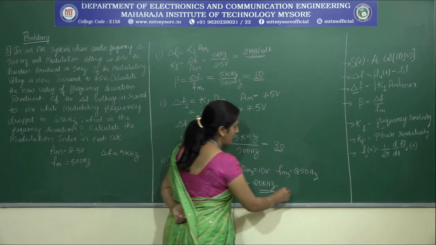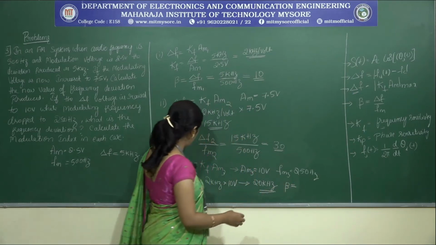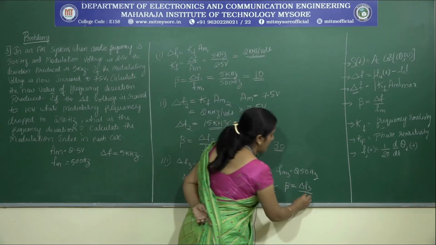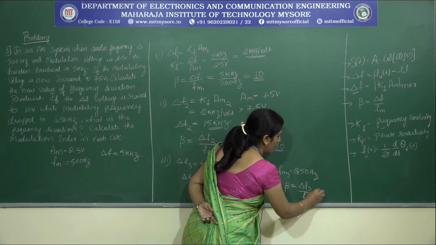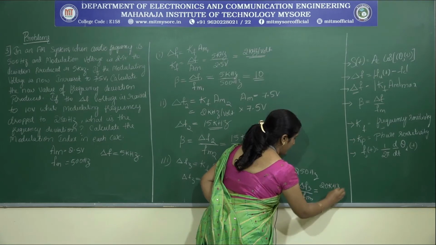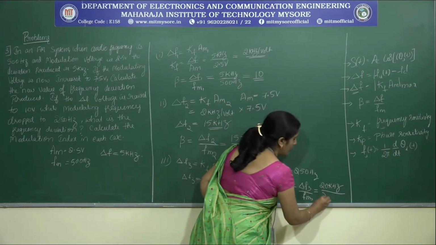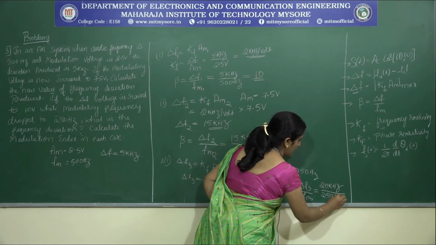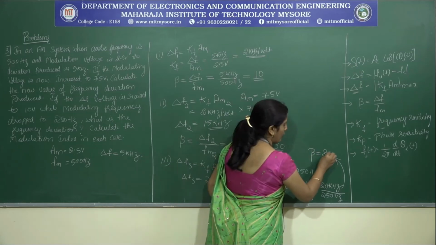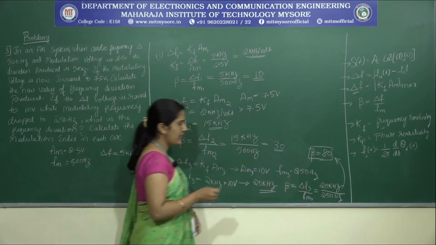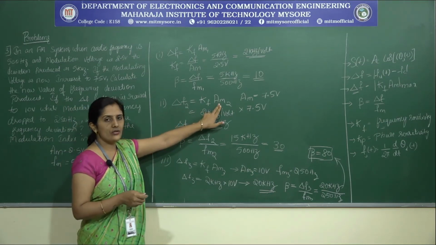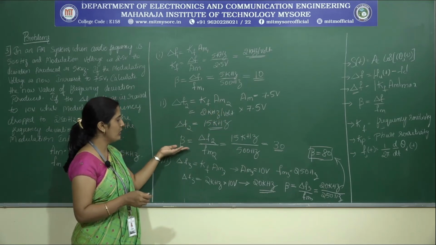Again for this we have to find out the modulation index. So the modulation index beta is equal to delta F3 divided by the modulating frequency Fm3. Delta F3 is 20 kilohertz divided by Fm3, which is 250 hertz. So here we get the modulation index as 80. So these are the three conditions we have got while considering the different modulation amplitude. Along with that we have changed the modulation index.